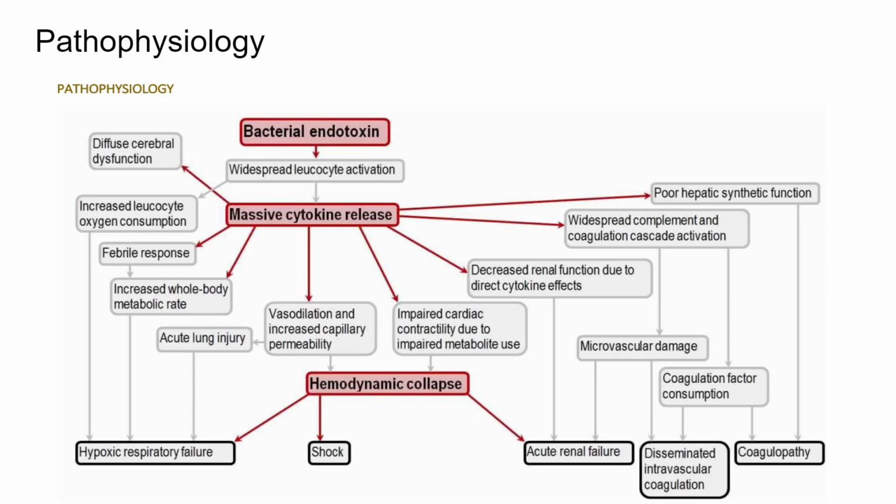function. Now, this increased oxygen consumption and increased whole body metabolic rate and lung injury will lead to a hypoxic respiratory failure. Vasodilation, increased permeability, and impaired cardiac contractility will lead to a hemodynamic collapse. And decreased renal function and widespread complement cascade activation will lead to acute renal failure, disseminated intravascular coagulation, and coagulopathy.